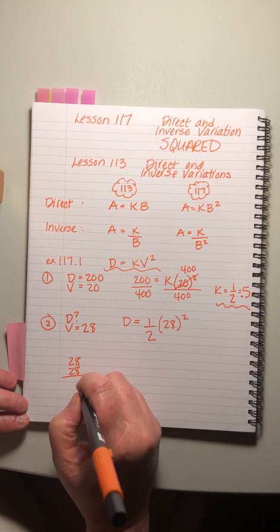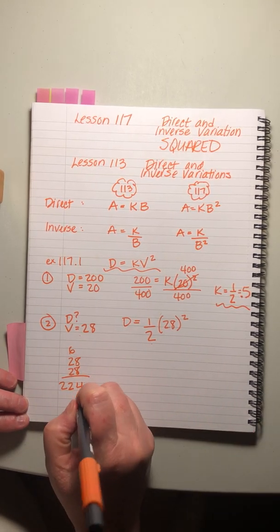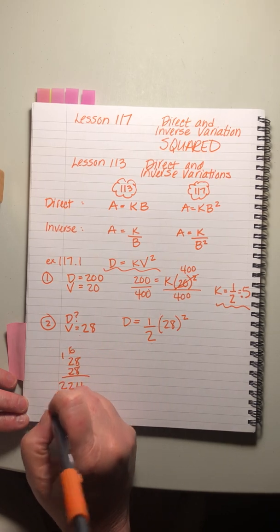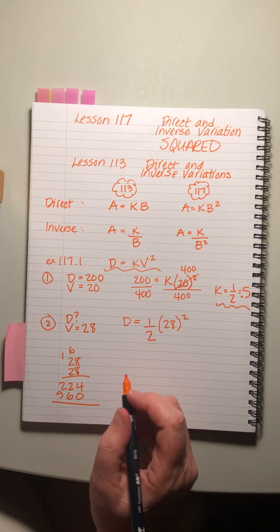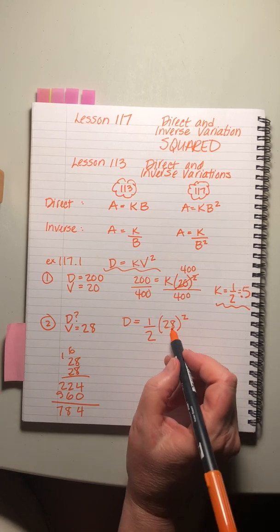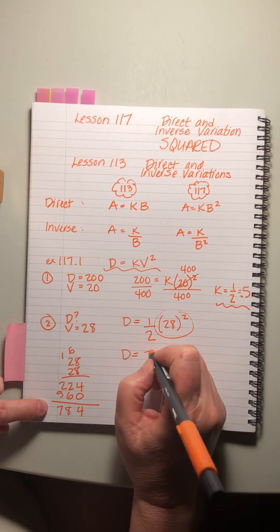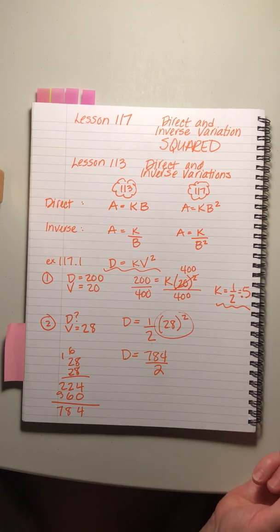8 times 8 is 64. 16 plus 6 is 224. Put down a 0. And I get 784 equals this, right? So then distance is equal to 784 divided by 2. That's another way to approach that, right?